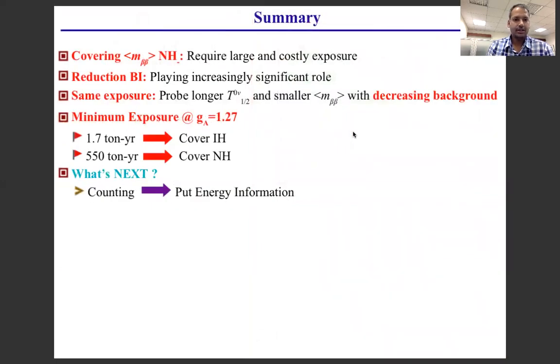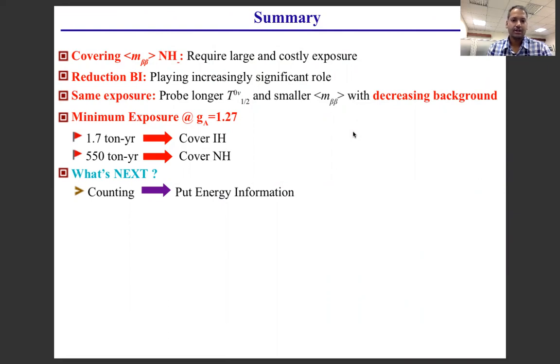So now this is the summary of my talk. The coverage of the normal hierarchy would require large and costly exposure, and the reduction in background would play an increasingly significant role, especially for the normal hierarchy, because the same exposure can probe a longer half-life as well as smaller m_ββ with decreasing background. At the unquenched value of g_A, 1.27, the coverage of the inverted hierarchy requires at least 1.7 ton-year of exposure, and to cover the normal hierarchy we need at least 550 ton-year of exposure.